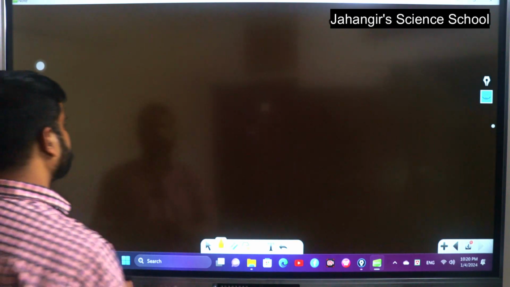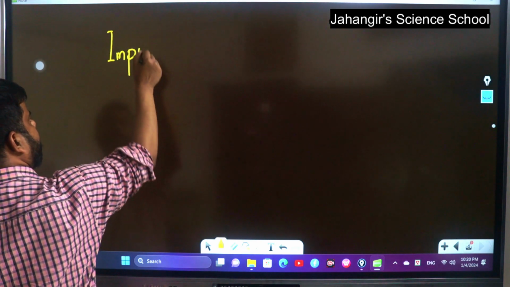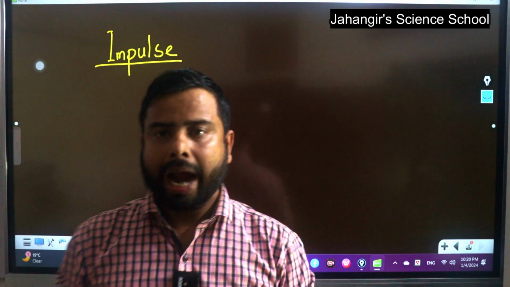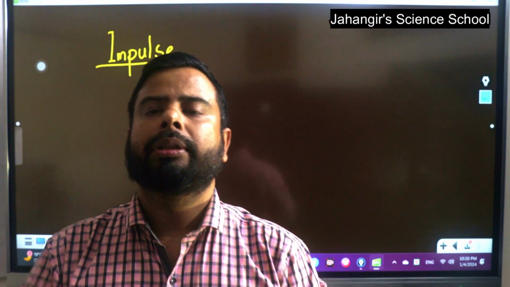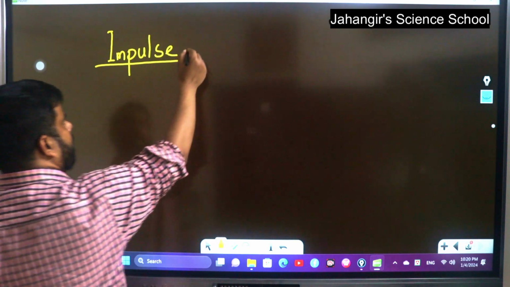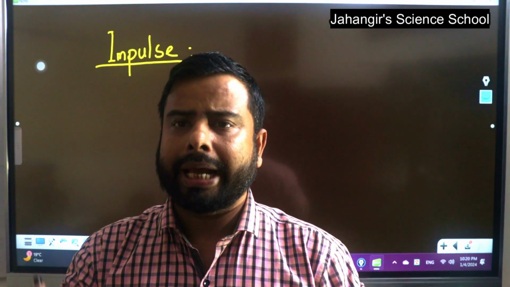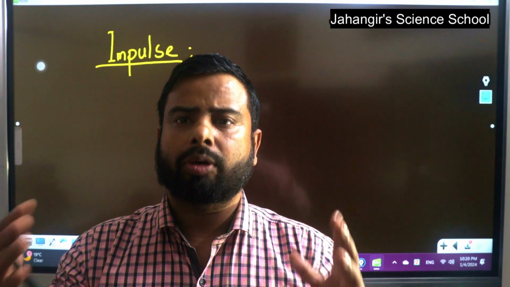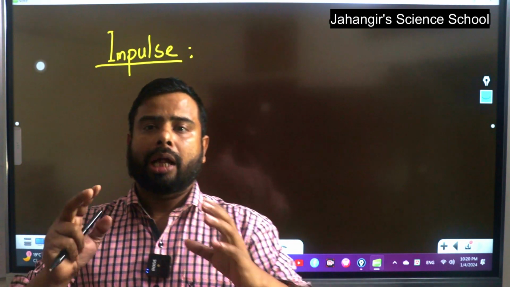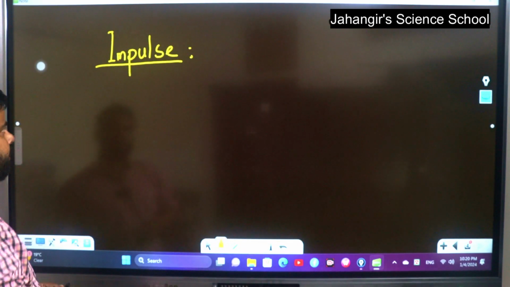Now impulse. If a large amount of force acts for a very short time, then the product of force and time is called impulse. So when any car crash or accident occurs, or when a collision between a cricket bat and ball occurs, a very large force acts for a very short time, and the product of force and time is called impulse.